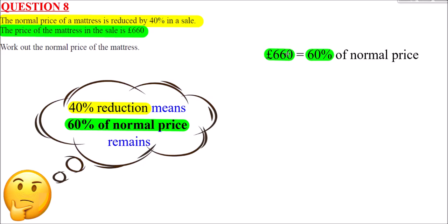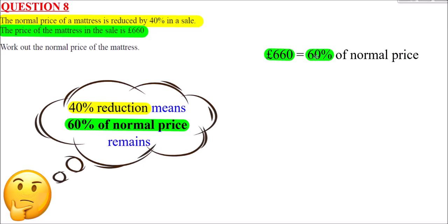So 660 quid is 60% of the normal price. To find the normal price is going to be 100% of itself, of course. So we need to scale this from being 60% up to 100%. But 60% is a fairly awkward number. I can't just times it by something to get to 100. Not very easily anyway. But what I could do is maybe find 10% or even 1%. I'm going to find 10% next because then I can multiply by 10 after to get it to 100%.